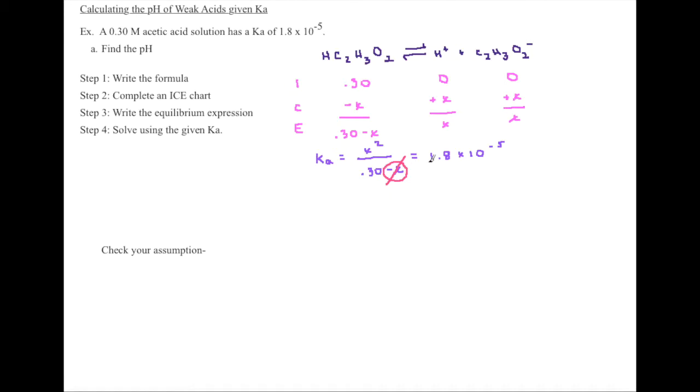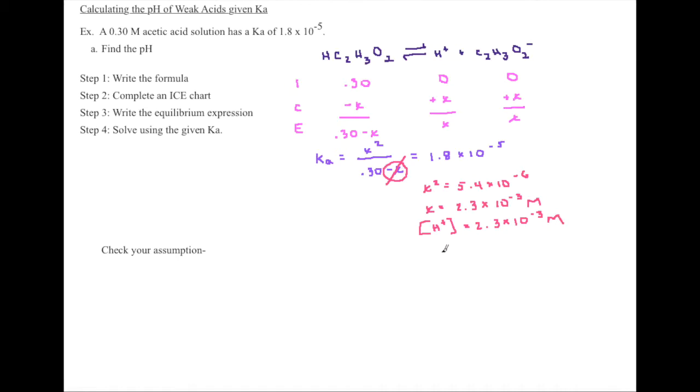So when I multiply 0.3 by your 1.8 times 10 to the negative fifth, what I get is that x squared equals 5.4 times 10 to the negative sixth. I now need to find the square root of that, and what I find is that my x equals 2.3 times 10 to the negative third molar, because I'm talking about concentration. Which means that my concentration of hydrogen ion, since that is x at equilibrium, equals 2.3 times 10 to the negative third molar.